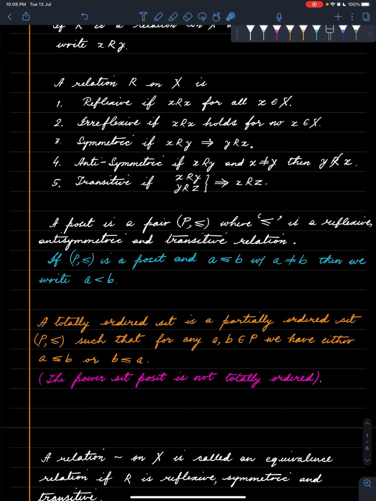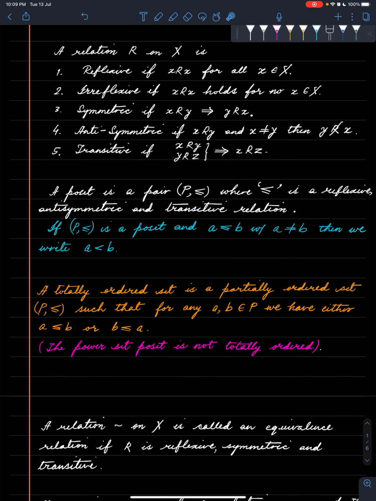So for instance, if we take the Boolean poset, the power set poset that we discussed the last time, if you choose two different subsets of a set X, it's not necessary that one is contained in the other. So it's not necessary that one can compare any two elements in a poset. So that's that. More about that in the next line.